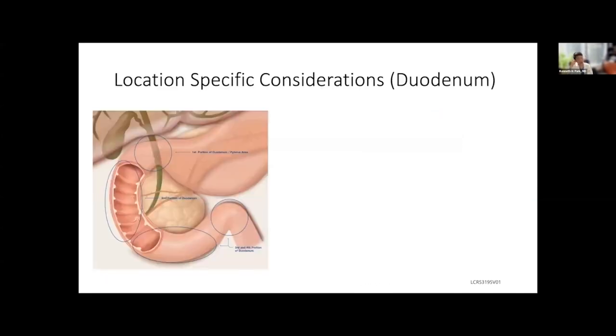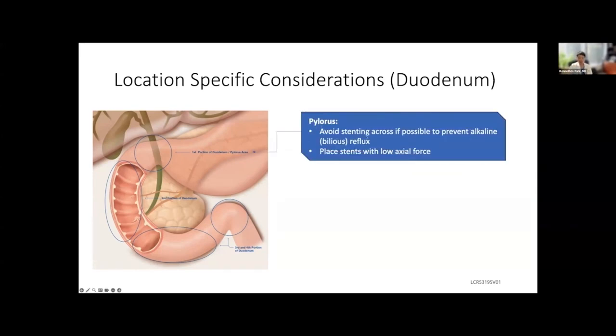There are some things, depending on the site of the duodenal obstruction, that you have to be very worried about. So at the pylorus, you want to avoid stenting across if possible. Sometimes it's not possible. Stenting across the pylorus increases the risk of biliary reflux, alkaline reflux, and sometimes it's very uncomfortable for patients. So if the stricture is farther down and there's really no reason for you to stent across the pylorus, you really shouldn't.